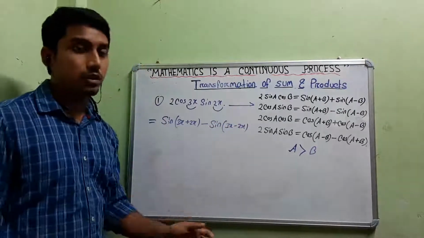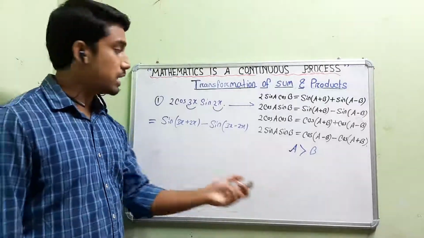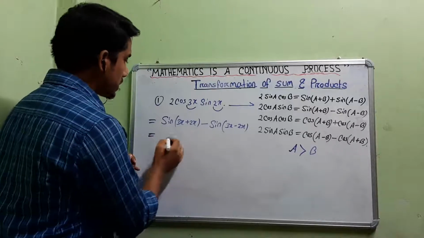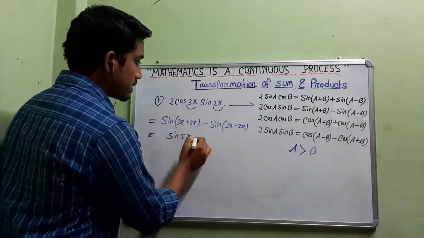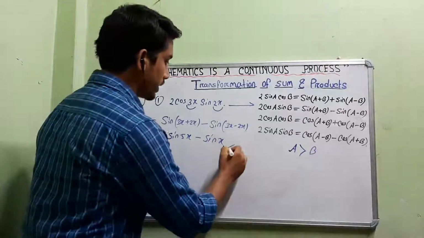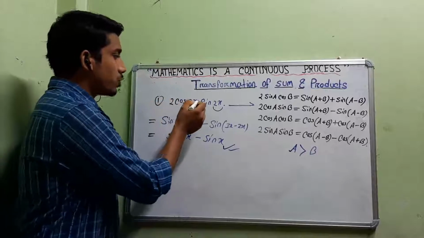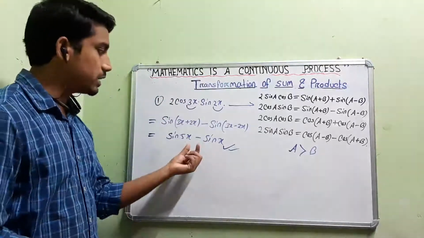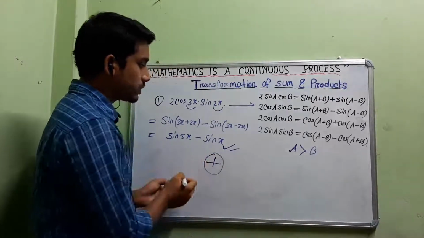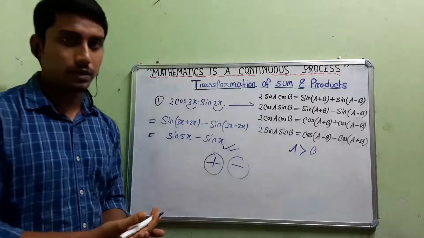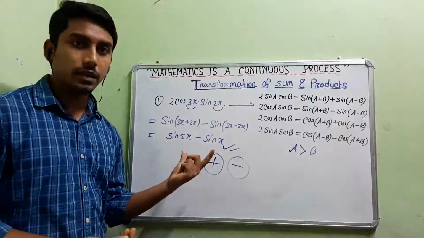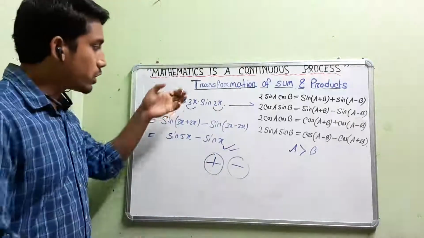You are supposed to concentrate on this part. A should be greater than B. Let me finish this one, then I will tell. So sin(3x plus 2x) gives you sin 5x minus sin x. So this is the thing. Here I have transformed the product into the sum, or in terms of difference. We can get it in terms of plus, or in terms of minus. From the product we got the sum of two things, isn't it? So this is the transformation of product to sum.